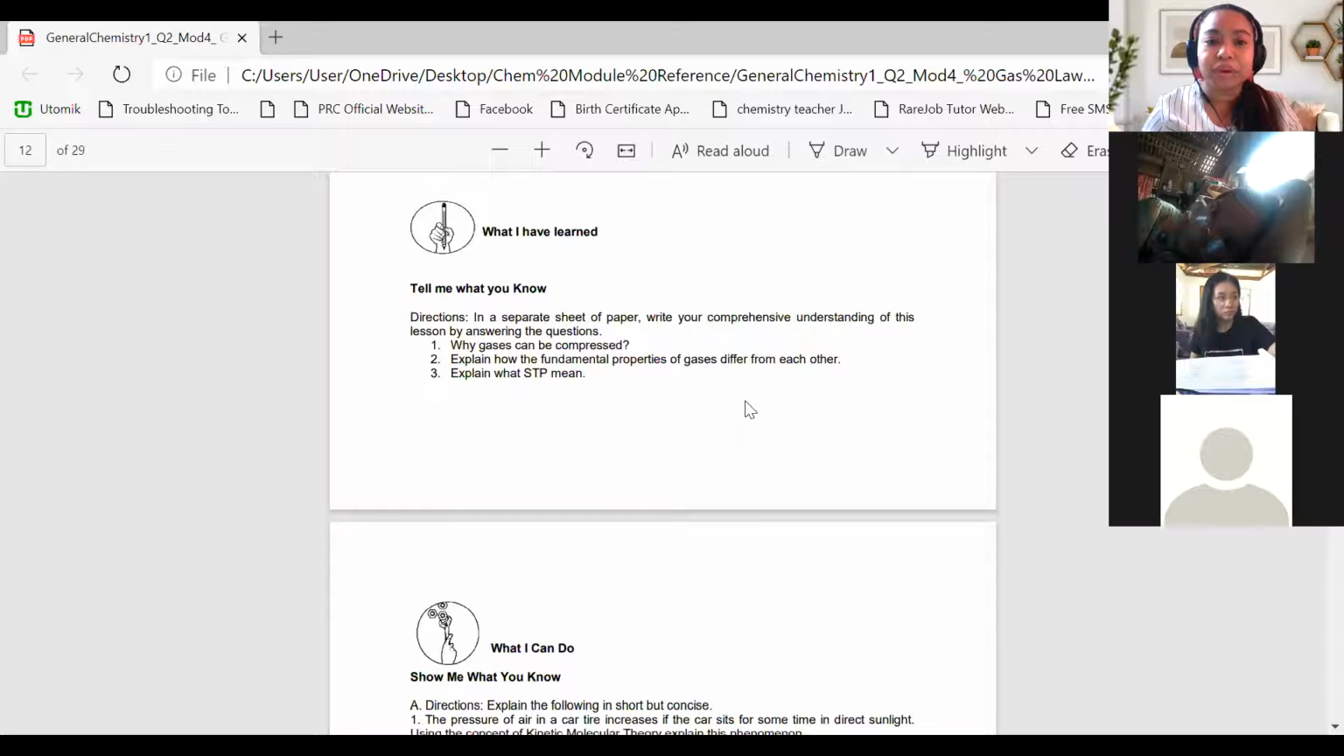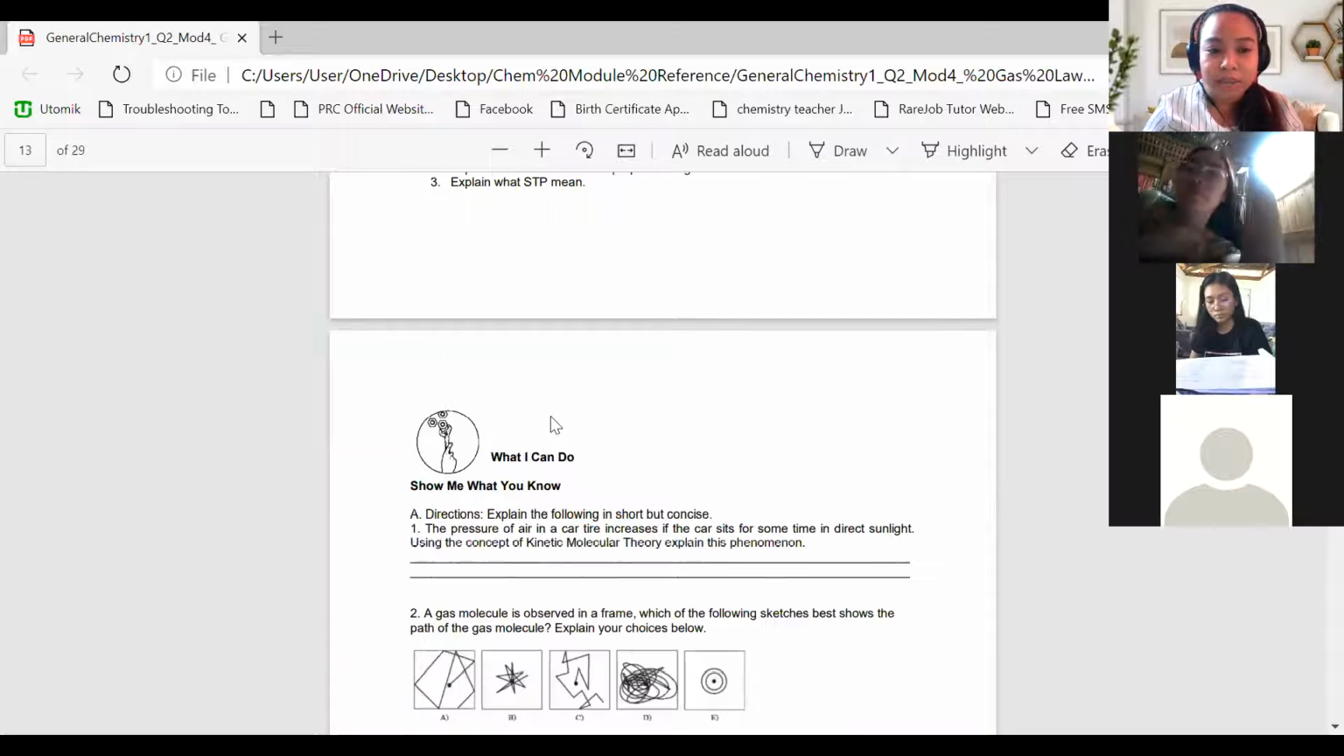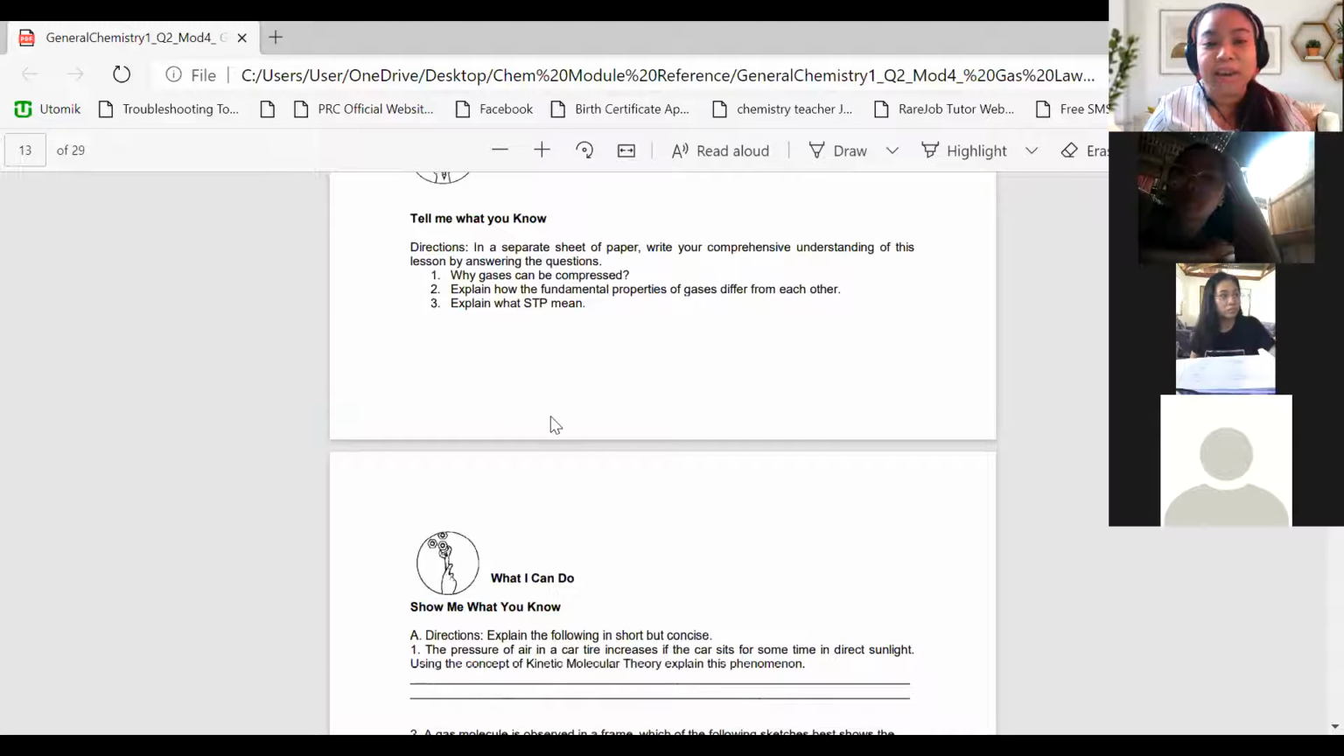So what I learned, you have to explain why gases can be compressed. So for the explanation, just put in a short one.